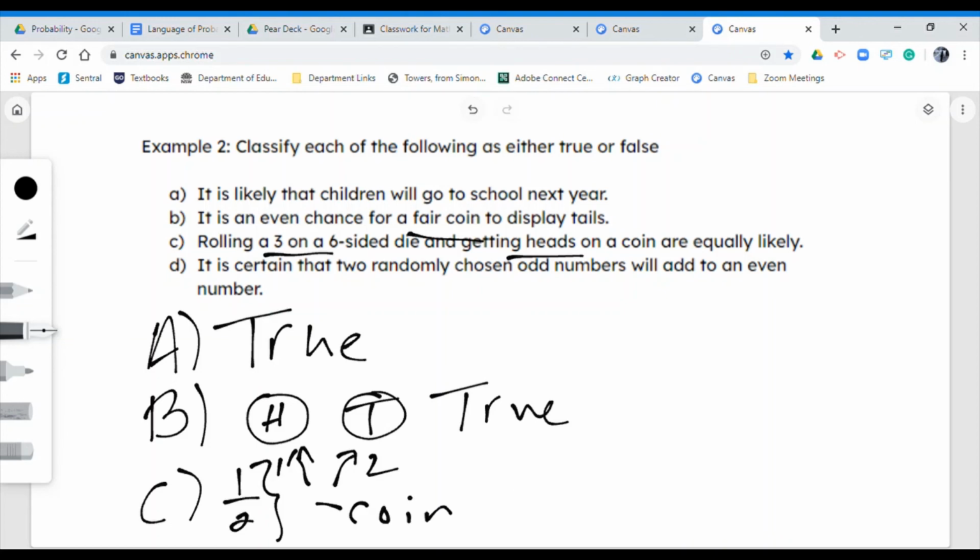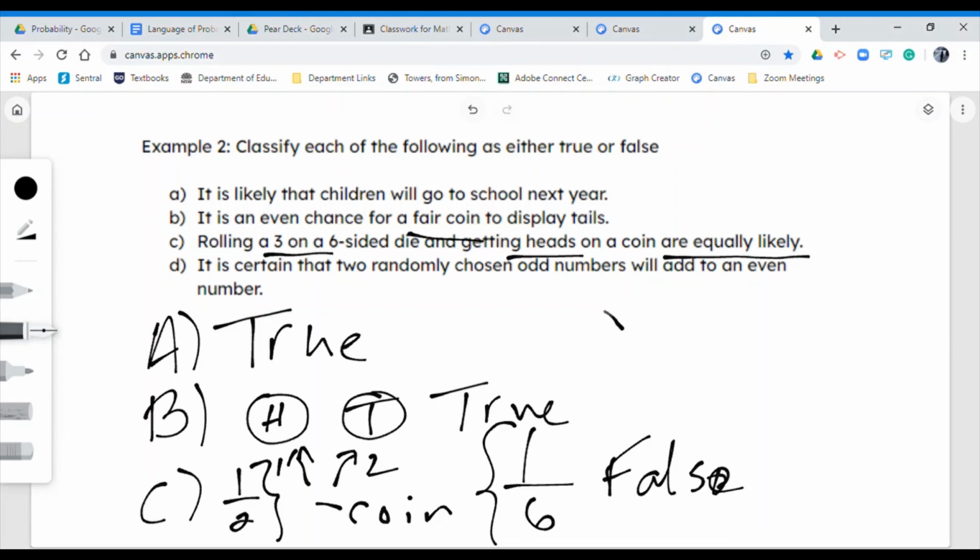Now for a dice. You notice I'm making fractions here. On a dice, there is 6 total sides. So our denominator is going to be 6 because that's what the total group is. And how many of those sides are a 3? Well, there's a 1, 2, a 3, 4, 5, and a 6. So only one of those sides is a 3. So that's a 1 out of 6 chance. So is a 1 out of 6 the same as 1 out of 2? It is not true. And so it's saying, is it equally likely? They are not. So this is false.